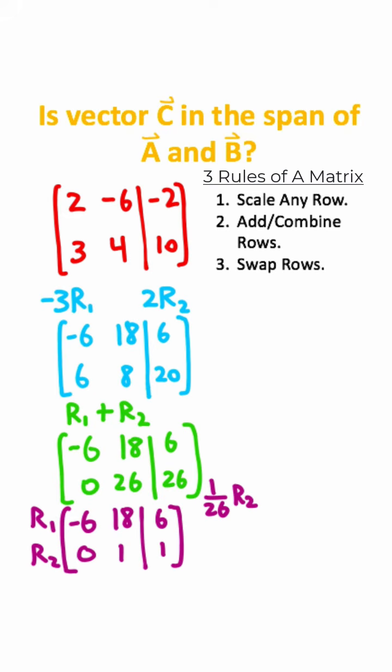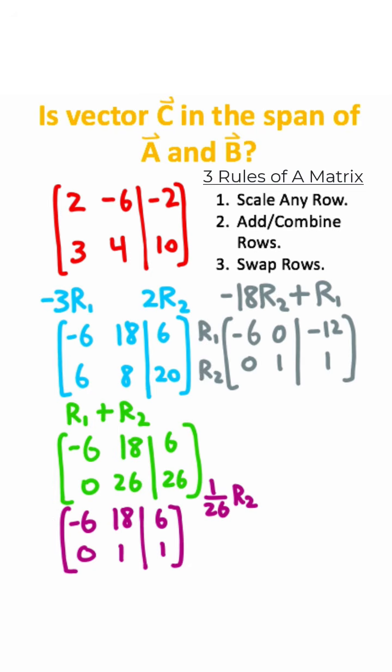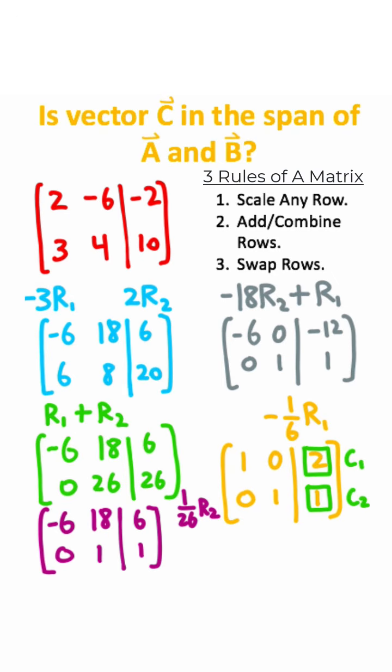So the way I'm going to do that is by taking row 2, scaling it by -18, and adding it to row 1. Now the last step I'm going to do is take row 1 and scale it by -1/6. I now have reduced row echelon form, so let's see if these two solutions work.